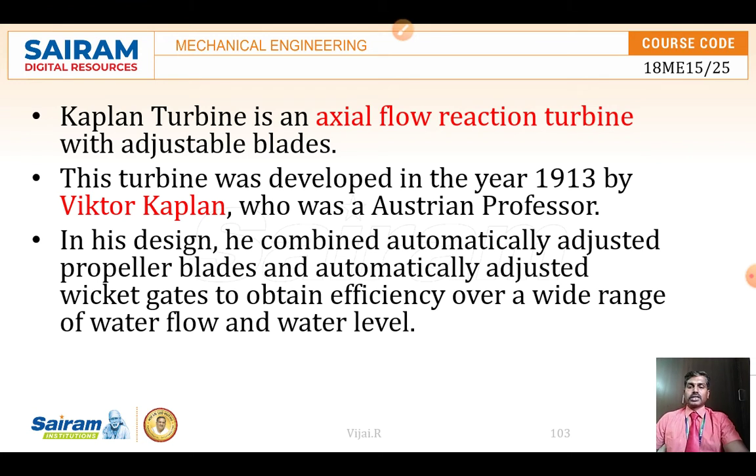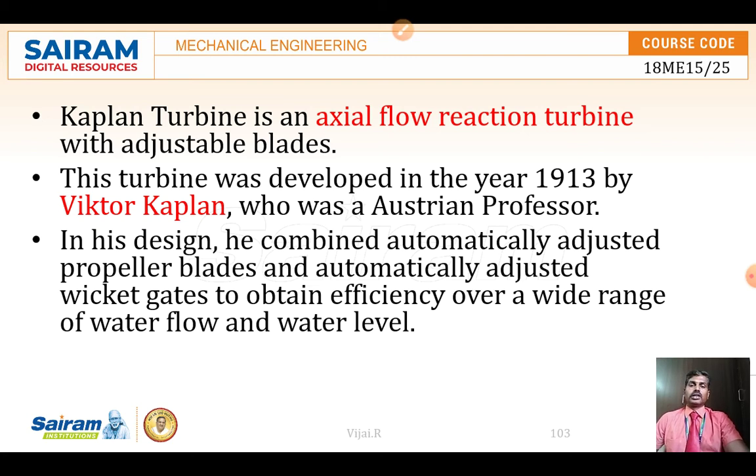The Kaplan turbine is an axial flow, reaction turbine. A scientist called Victor Kaplan, an Australian professor, developed this in the year 1930, right? He combined adjustable propeller blades and automatically adjusted wicket gates to get efficiency over the water flow and the water level.